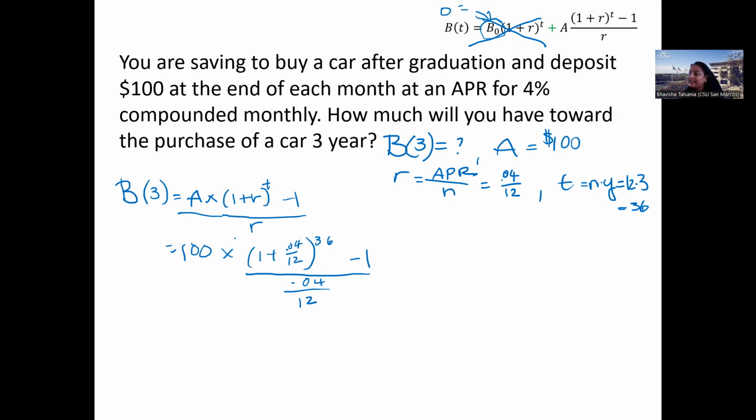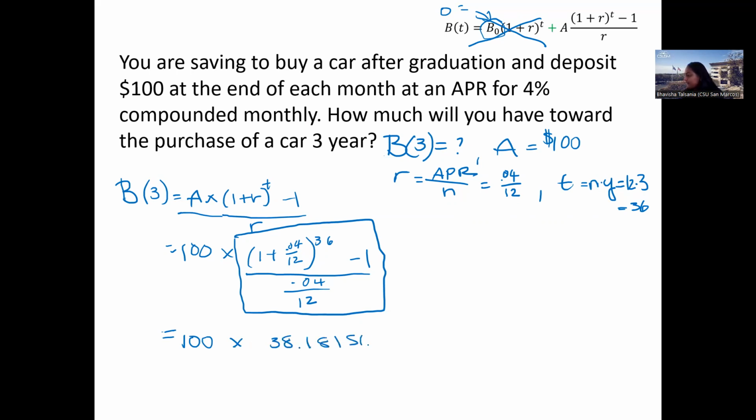And so again, take a second and go ahead and calculate this part, the interest part, and go out about 7 or 8 decimal places. Go ahead and pause and do that. And once you do that, you should have gotten 100 times 38.181562355. So that should be what this equals.